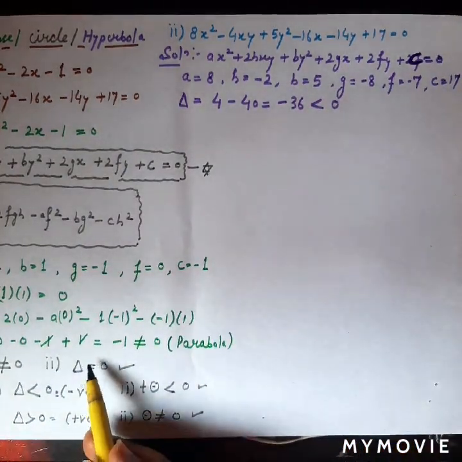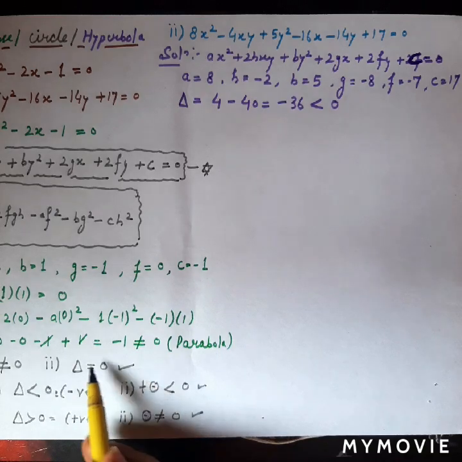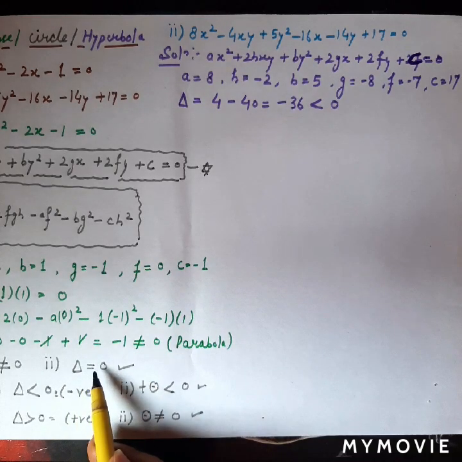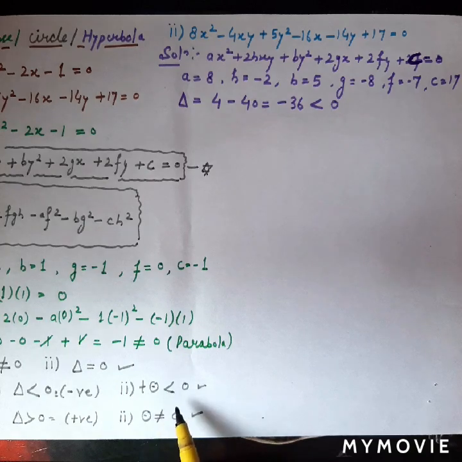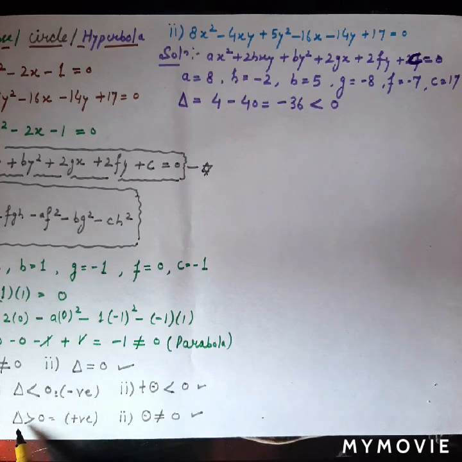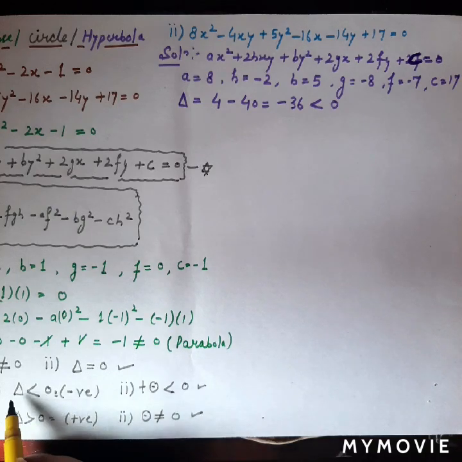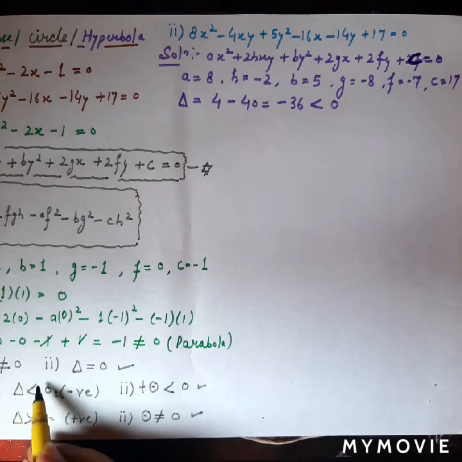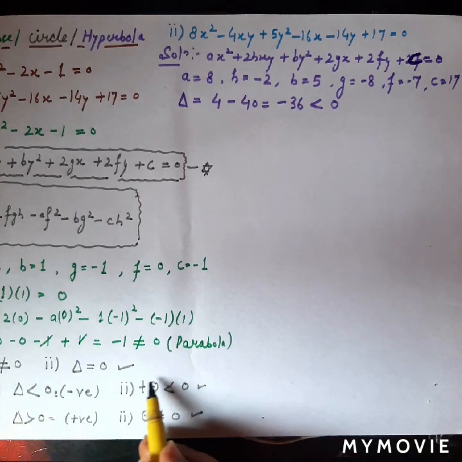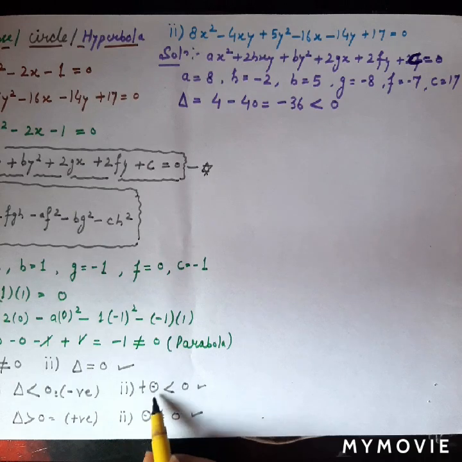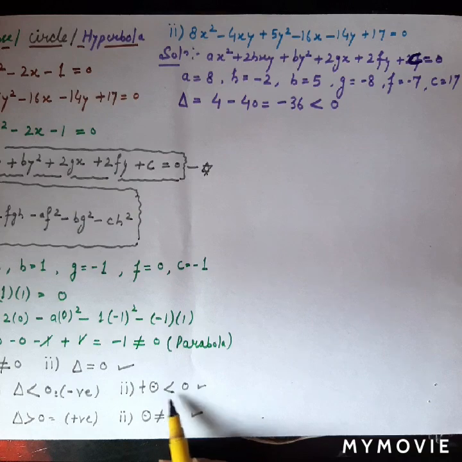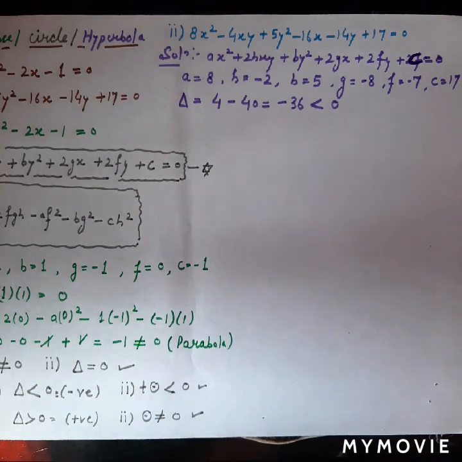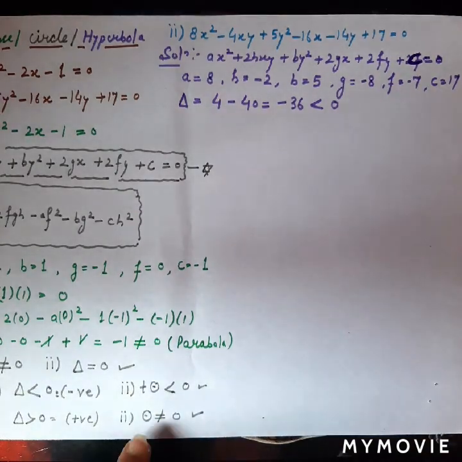So the first condition will be disqualified over here, because we don't have delta equal to 0. And obviously the value of delta is not greater than 0, so this condition is also crossed. So we are left with these two conditions. If delta is less than 0, we will find out the value of t phi. If this is also less than 0 or negative, then we will say that this is either an ellipse or a circle.